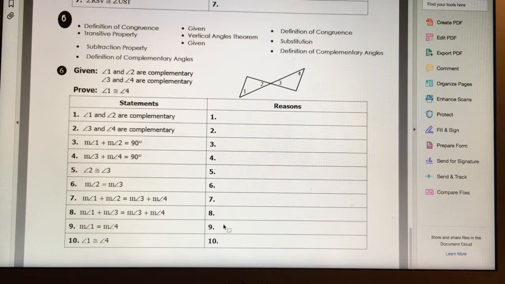And then finally, what brings us from equals back to congruent? Definition of congruence. That concludes homework 5.